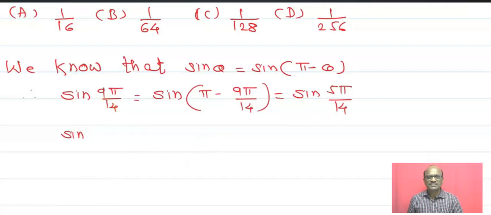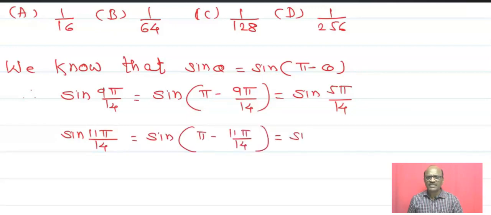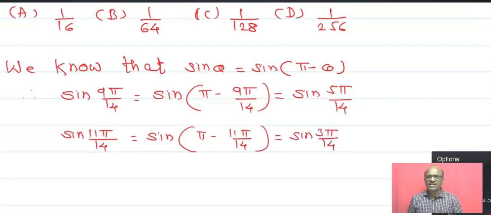Next, sine of 11 pi by 14 is equal to sine of pi minus 11 pi by 14, and that equals sine of 3 pi by 14. Again in this case, sine of 11 pi by 14 is equal to sine of 3 pi by 14. Sine of 9 pi by 14 is equal to sine of 5 pi by 14. In this way, these are the four terms.